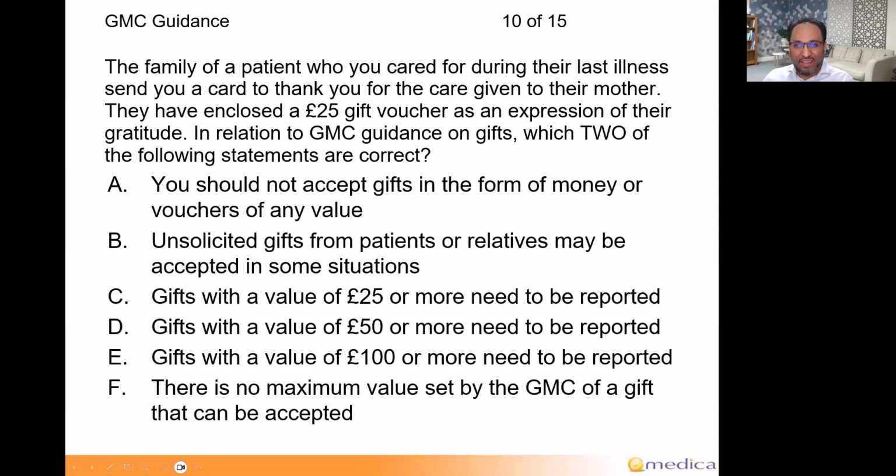Okay, admin domain, GMC guidance. So this one, a couple of things that are important about this is, again, it's a multiple best answer, so which two? But sometimes people mix up different guidances that they might have read, and then they might get a question wrong. So the GMC tells us when we can and can't accept gifts. It doesn't say anything about value or amount.